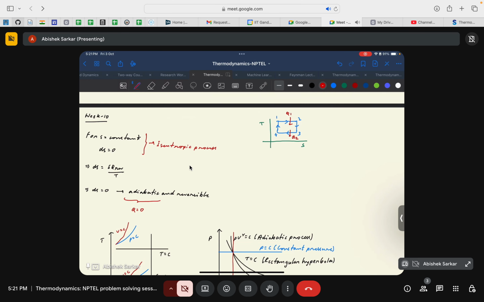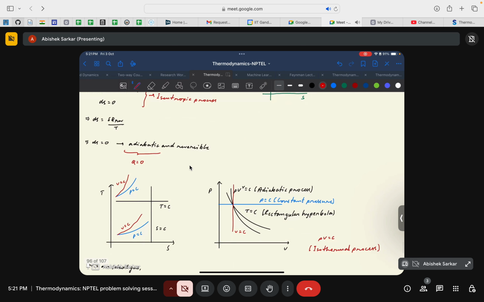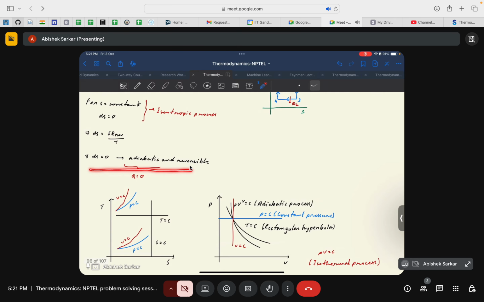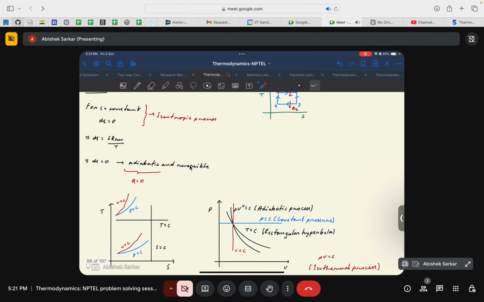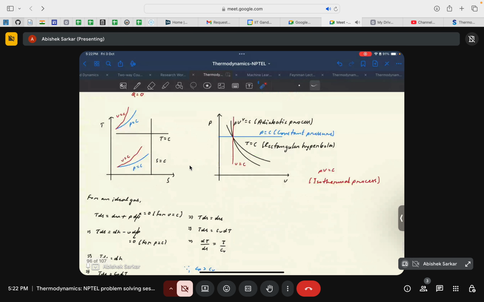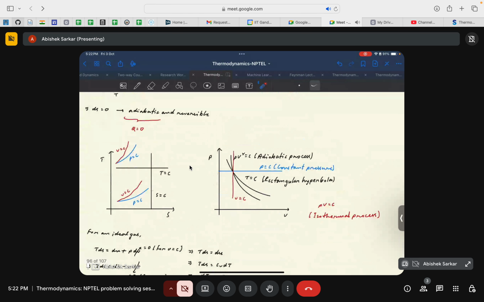This we have already discussed, so we will try to continue. We also say that an isentropic process can also be called a reversible adiabatic process, or an adiabatic and reversible process, as discussed here. So in other words, if a process is adiabatic and reversible, we can say that the process is isentropic. Okay, I think it's clear till now, so let us proceed a bit further.